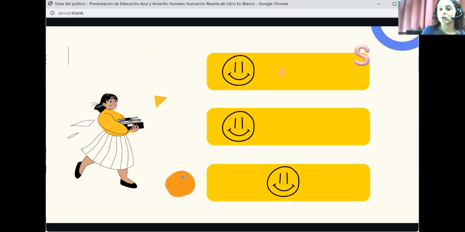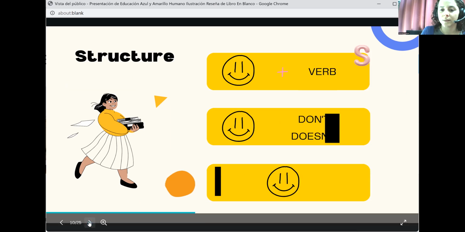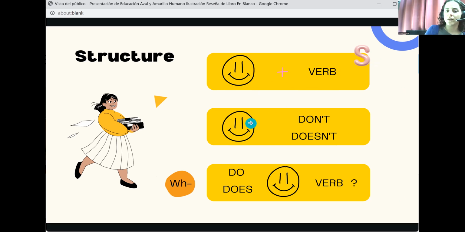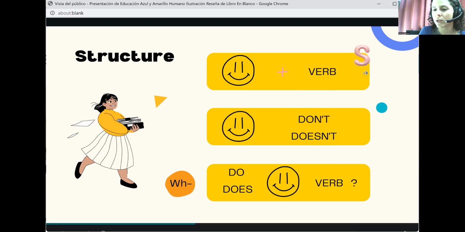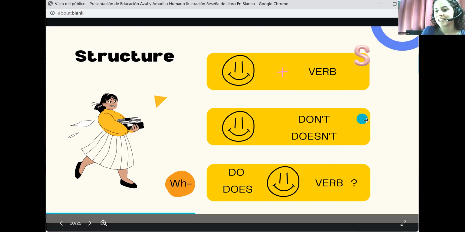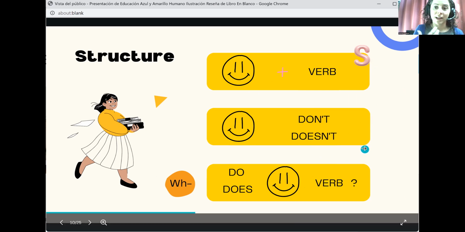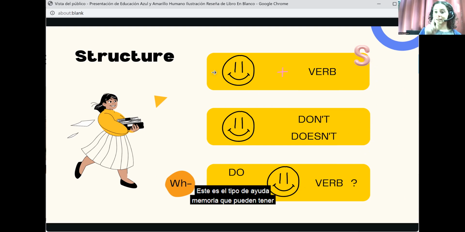So from this, we go to this. Person and verb, sometimes with S. Negative, person, don't or doesn't. Questions, do or does, and the person. Una vez que ya la aprendí, la simplifico, porque ya recuerdo que he, she, it lleva S. Acá ya me doy cuenta que necesito un verbo. Acá también, si no uso el verbo principal, no estoy hablando de nada, right? So simplify it. And this is the type of memory help that you can have in your notebook.